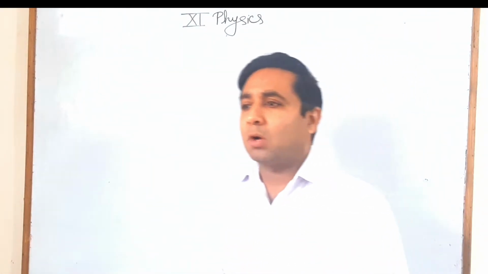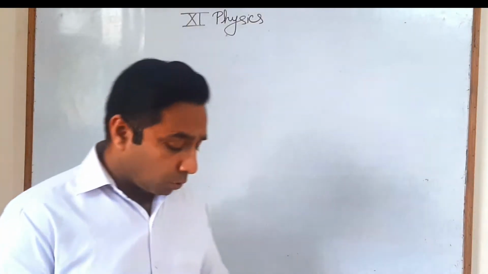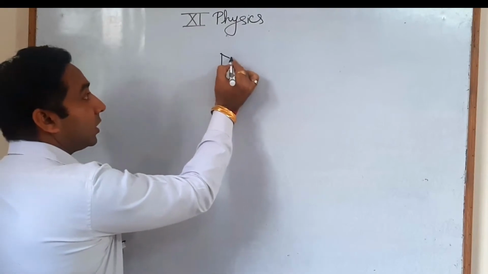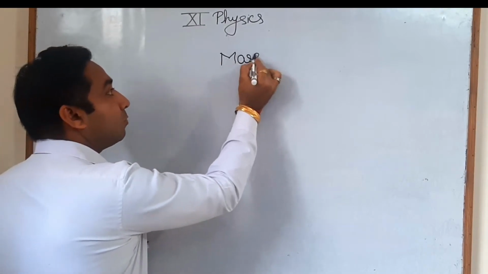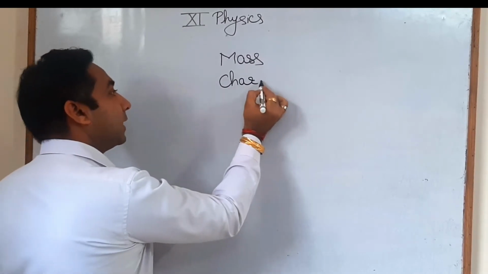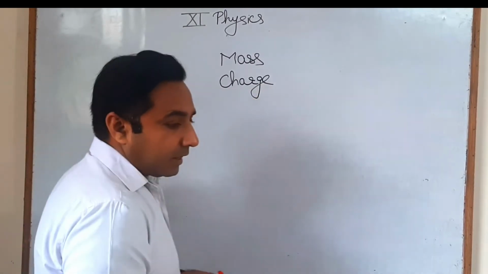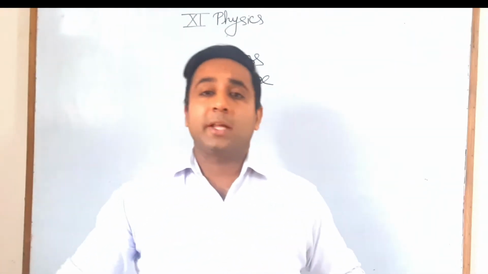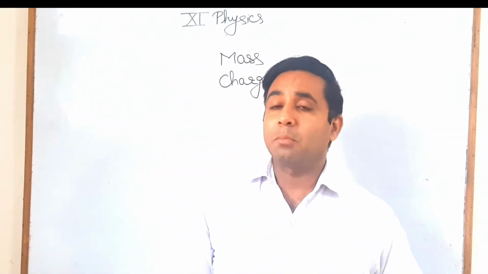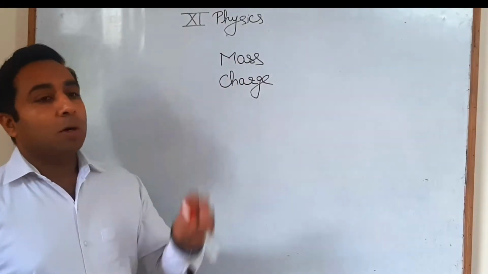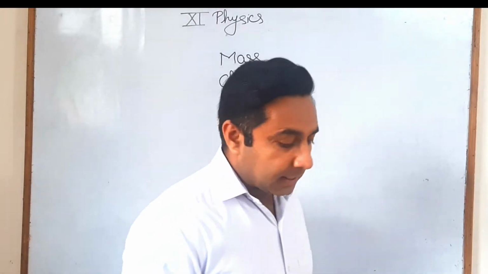When I'm talking about the interaction part, the bodies interact with each other due to two properties. The two properties are, one is the mass and second is the charge. That's a very important basic that you have to keep in mind as long as you study physics: the bodies interact with each other only due to two properties, one is the mass and second is the charge.